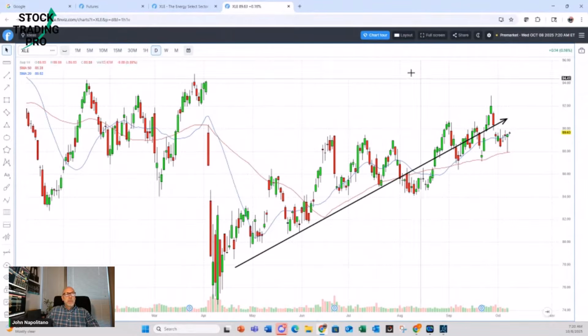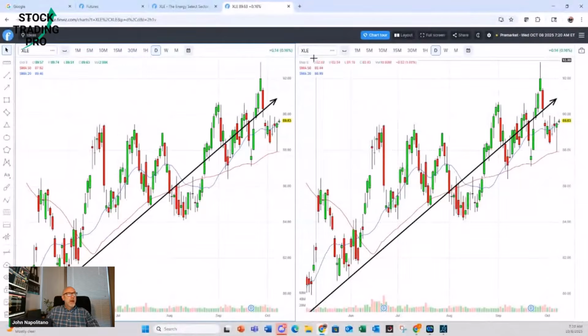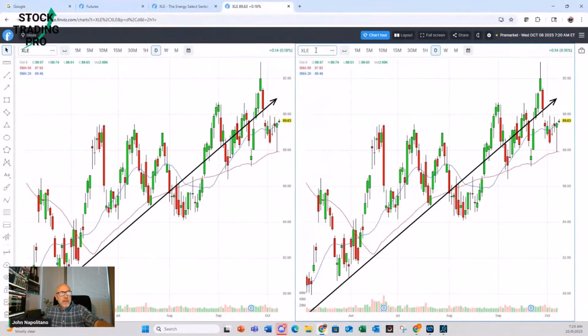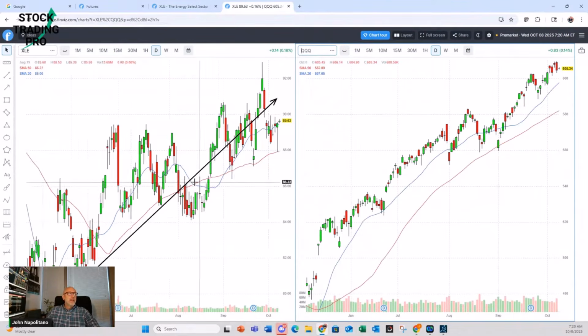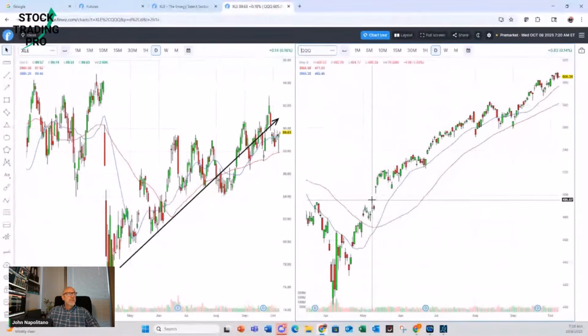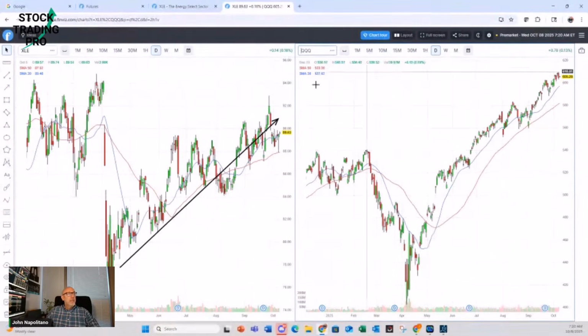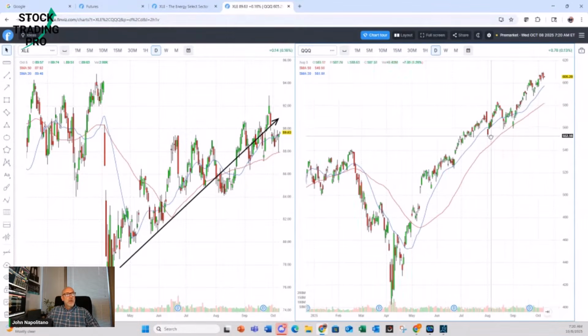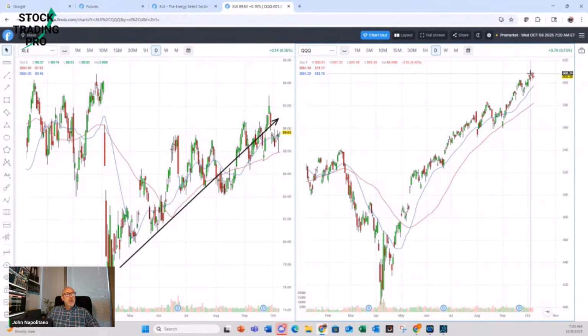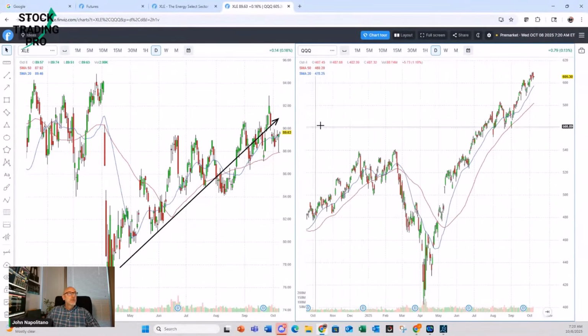If I was to compare, for instance, I'm going to do this really quickly for you, if I was to just compare XLE to, let's say, QQQ, which is the NASDAQ 100, which is technology, you can see that back in April, we were down here, and you can see the exponential growth that the QQQ has had, kind of parabolic here. It's up 35%, by the way, off the lows here. Energy actually has some room to run.